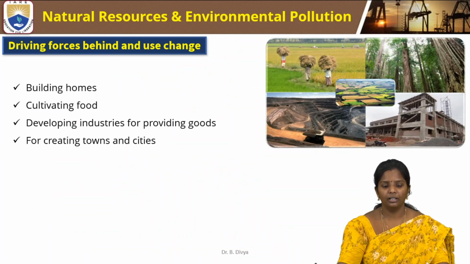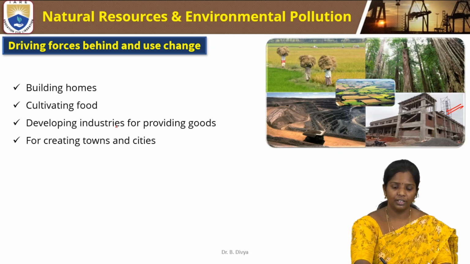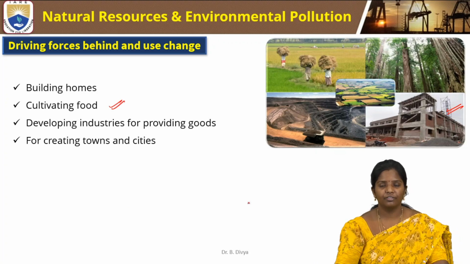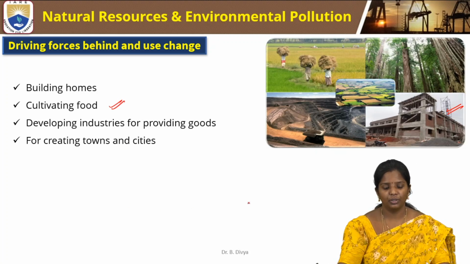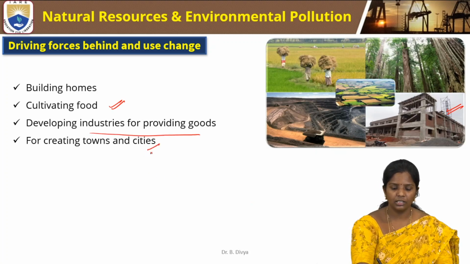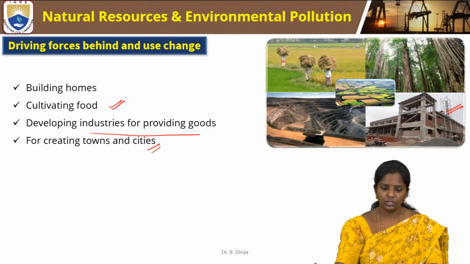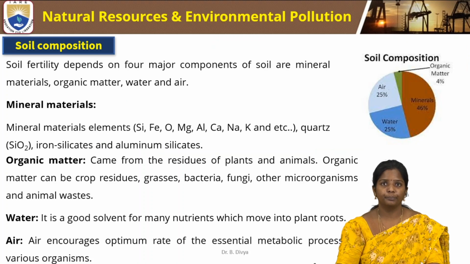So what are the real driving forces behind land use change? It is just because we are building houses. So for building houses, we are destroying some of the cultivating land. So barren lands also, cultivating food also we are using in the food cultivation, developing industries for providing goods and also creating towns or cities. So these are the different ways that we are using tremendously the land resources that are present in India.